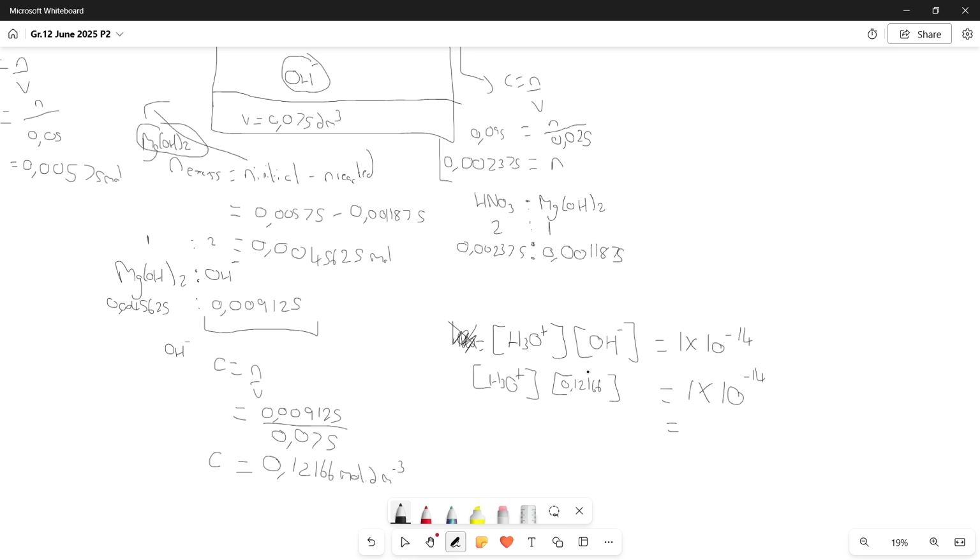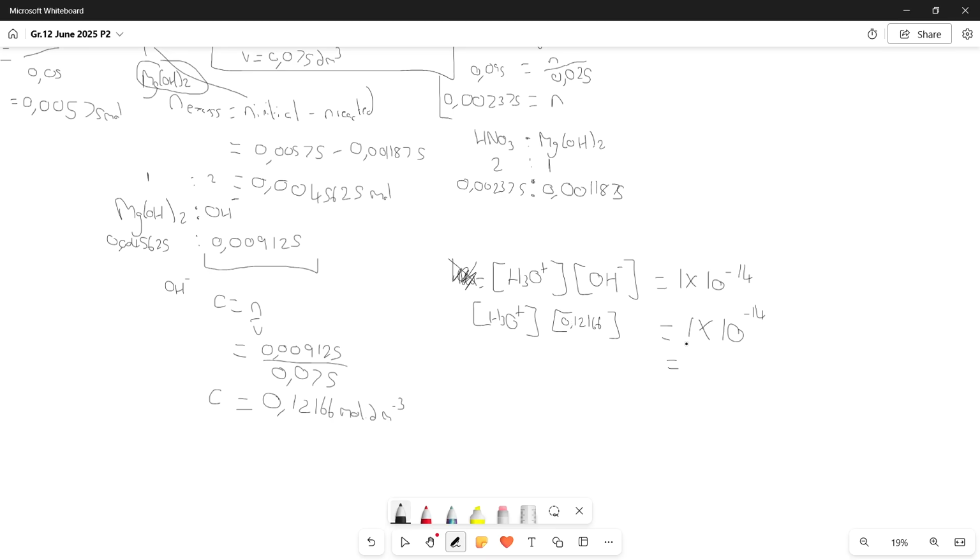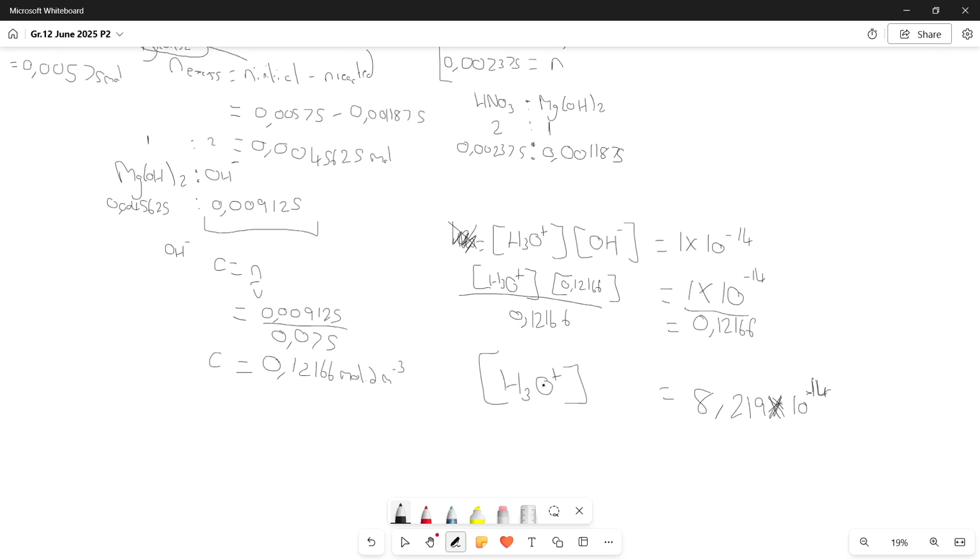So we can go ahead and divide our 0.12166 on both sides, and our answer there for our concentration for H3O+ ions is 8.219 times 10 to the -14. That is a multiply over there, and that is a -14. And now we have the H3O+.